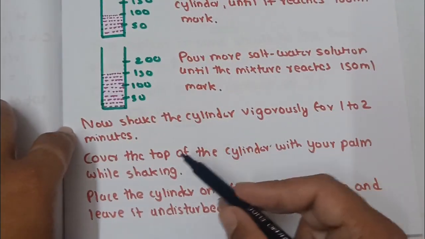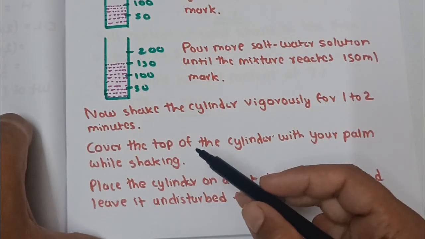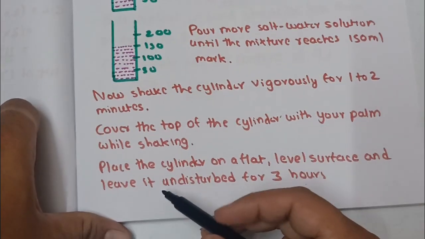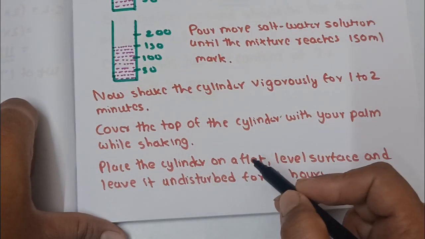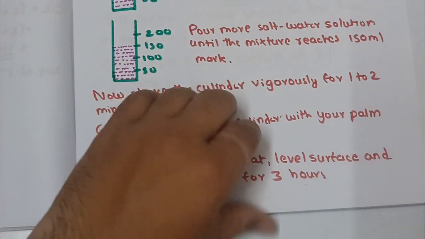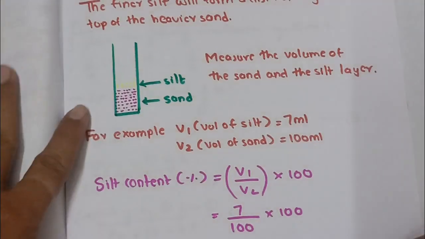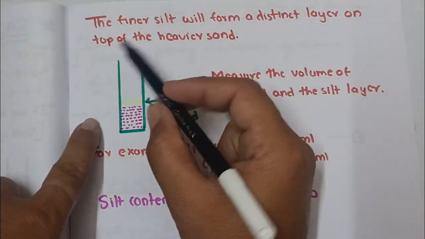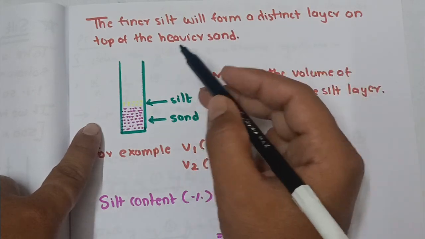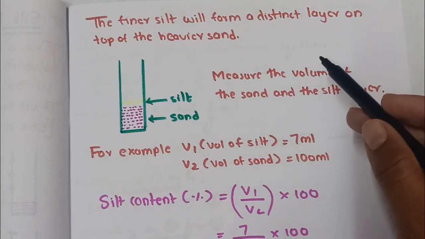Now shake the cylinder vigorously for 1 to 2 minutes. While shaking, cover the top of the cylinder with your palm. Place the cylinder on a flat level surface and leave it undisturbed for 3 hours. The fine silt will form a distinct layer on top of the heavier sand. Silt and sand will separate after 3 hours.